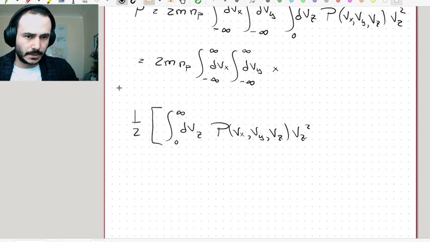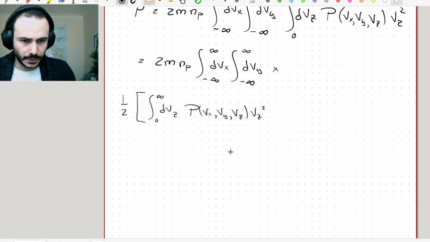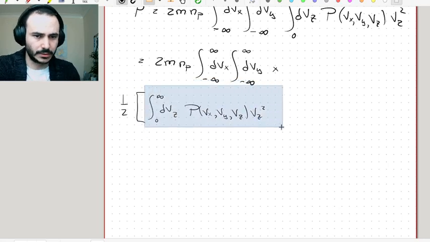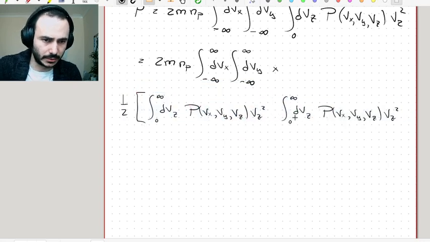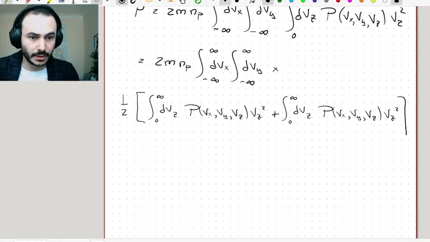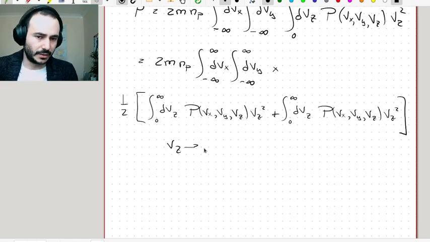Let's make it smaller so that it just fits like this. Okay, so I copy. I just wanted to save time instead of spending more time writing it down. There you go. So you have it twice, but you have the 1/2, so it should be the same thing. Now in this first one, let's change the variable v_z to minus v_z.